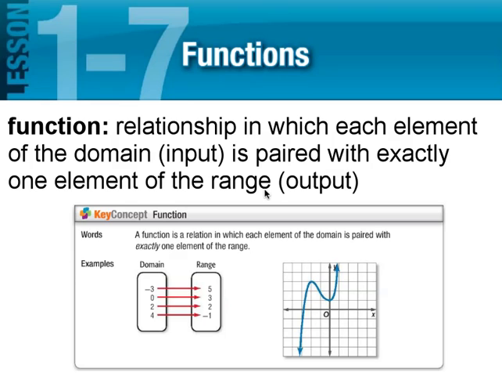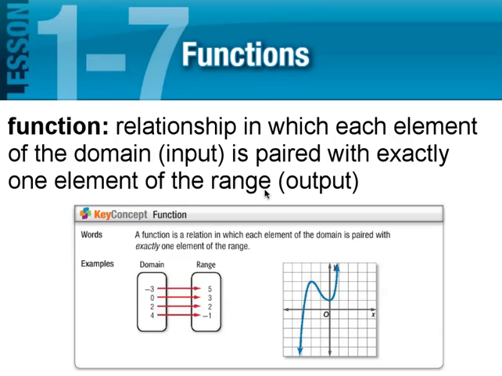Notice here we have an example. This is a mapping. Remember that from the other day. And so each element of the domain, so the -3, is paired with 5, exactly 1. 0 is paired with exactly 1. 2 is paired with exactly 1. And 4 is paired with exactly 1. Okay? A function will look like this.